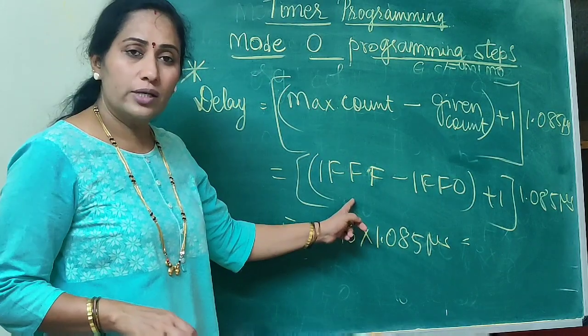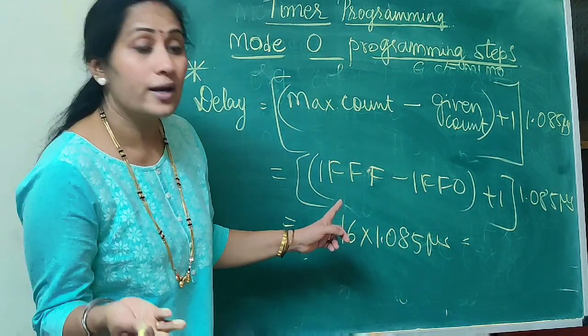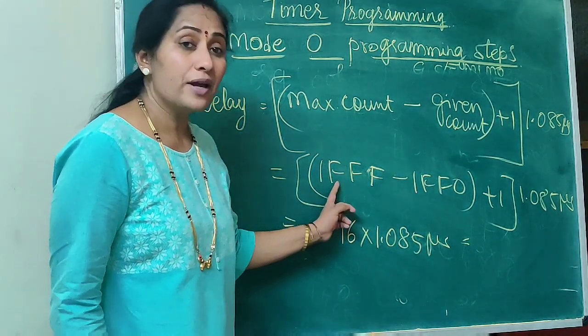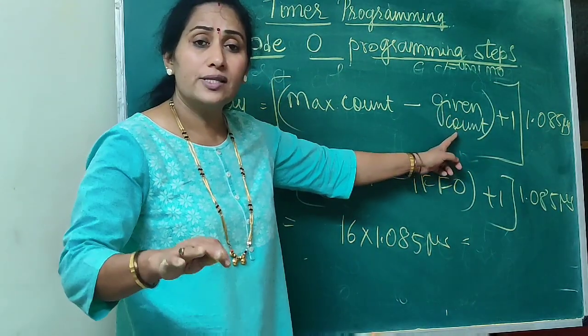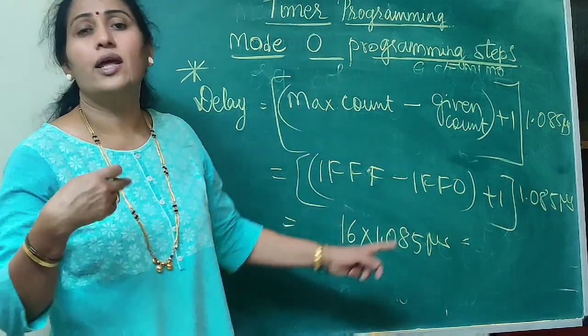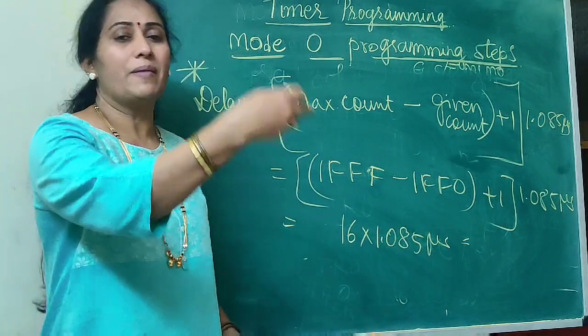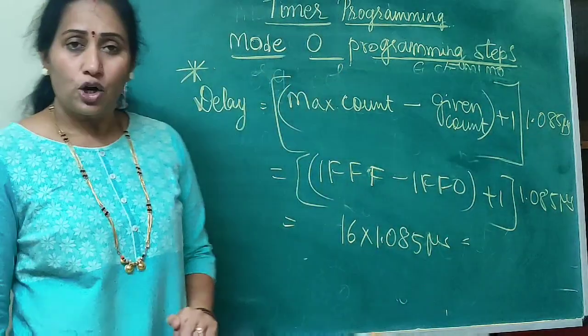Here at least it is mode 0, so I have taken 1F FF. Suppose it is mode 1, then I am going to write FF FF minus the loaded count which is there in TL and TH, plus 1. Why? Because it's going to take an extra pulse to roll over from the maximum count to 0. And then you have to multiply it with the clock period.